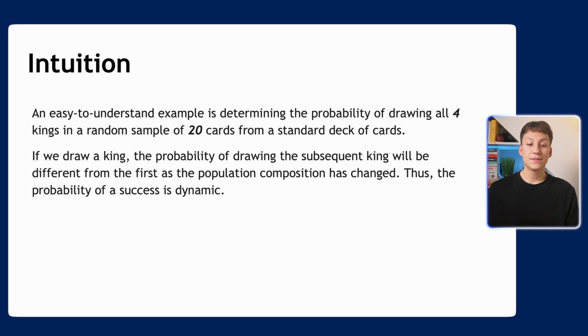If we draw a king, the probability of drawing the subsequent king will be different from the first, as the population composition has changed. If we draw 1 card, we then have 51 cards left in the deck. And so you see how the probability of drawing a king each time will decrease, right? Because of that, the probability of a success is dynamic. It's changing. It's not fixed like it is for the binomial distribution. And that's the key difference between the hypergeometric and the binomial distribution.